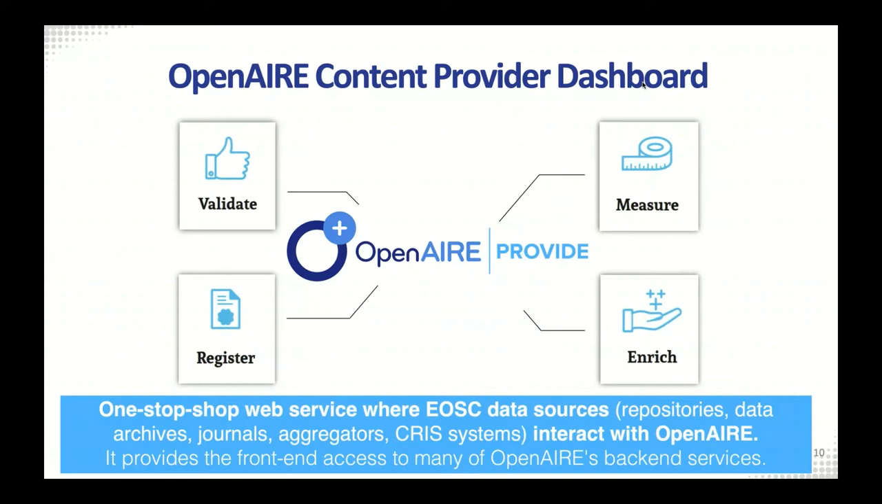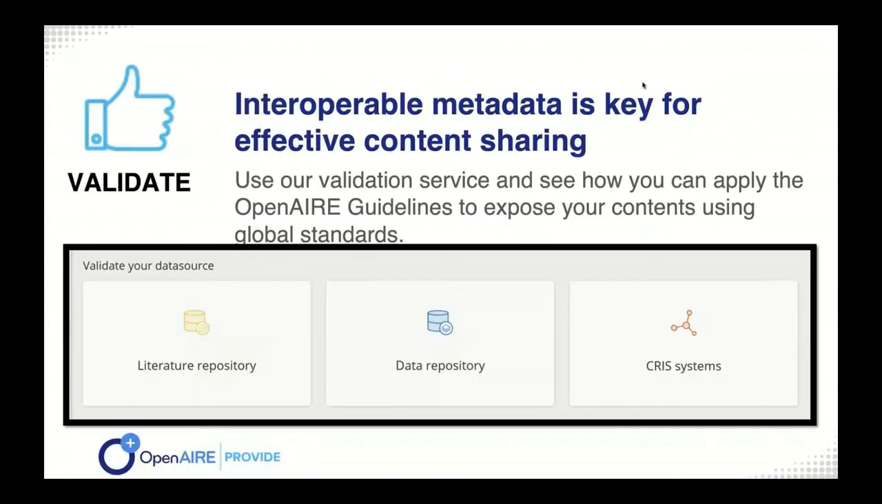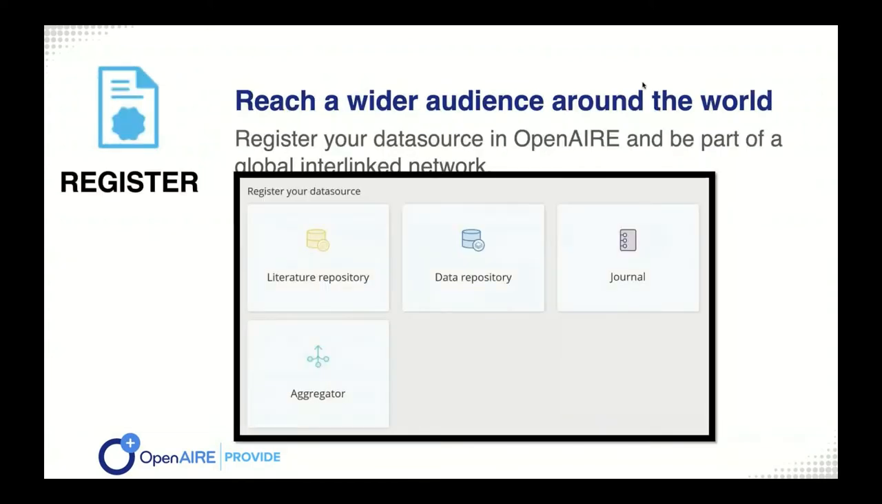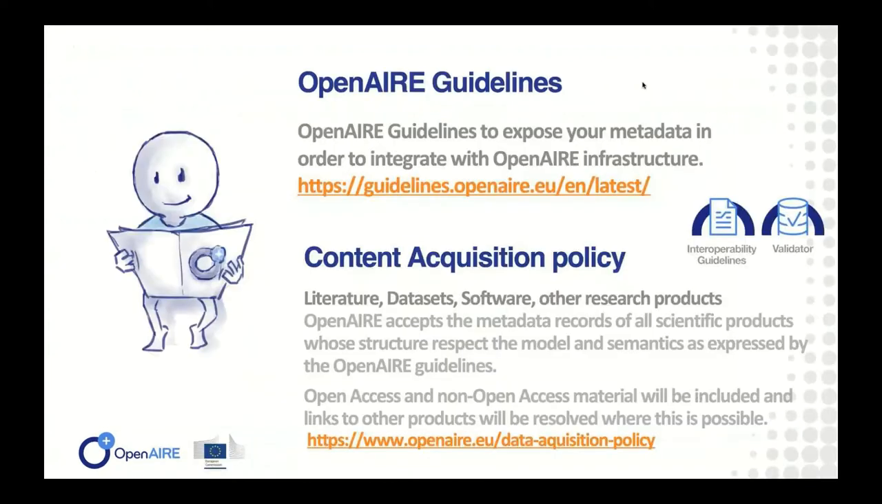The first step is, of course, to make your repository compliant to the guidelines. You can validate this process through Provide. So get feedback on how your metadata complies to the guidelines, to different versions of the guidelines, and get a report on how to improve it. And of course, you can have other added values like the measure, like user statistics, and also the enrichment of the metadata through the broker, which you've heard about before. Let's go through these, you register, etc.